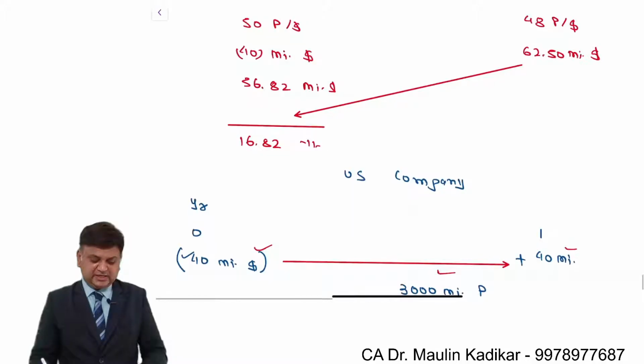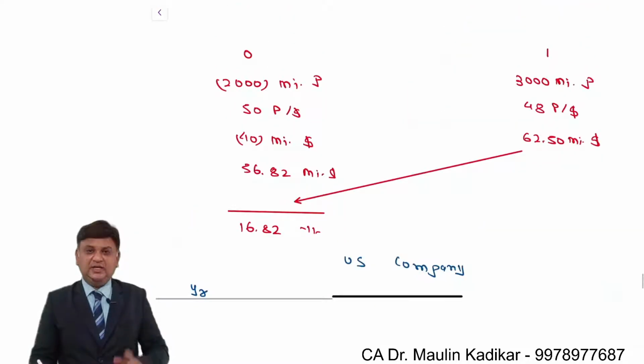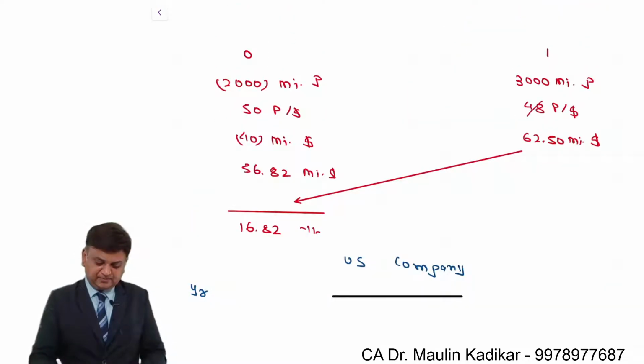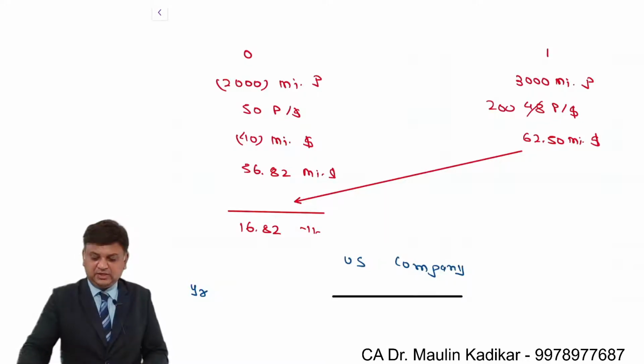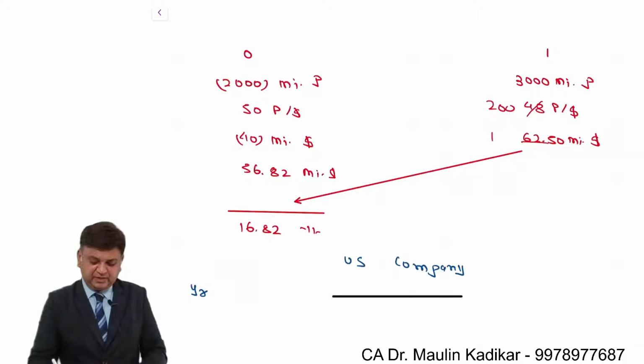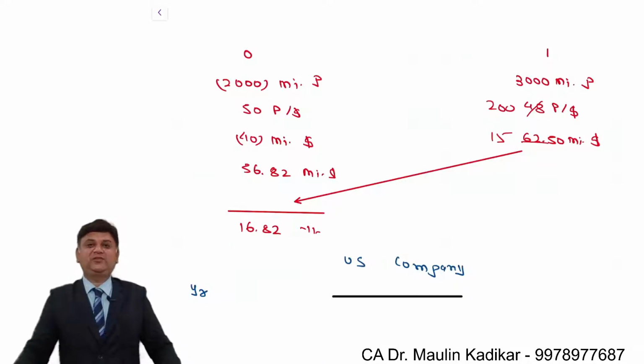Because you can just think that if the exchange rate is, let us say, 200 Pesas per dollar, then 3000 divided by 200 will be only $15 million. And it can happen like this for this kind of countries.